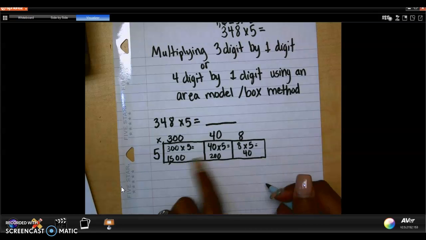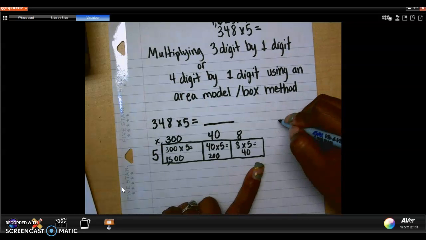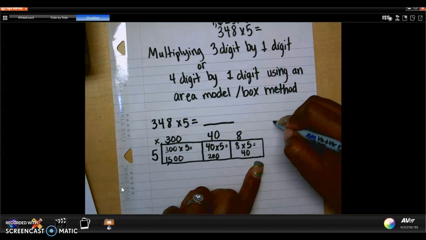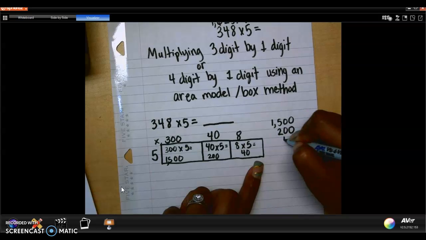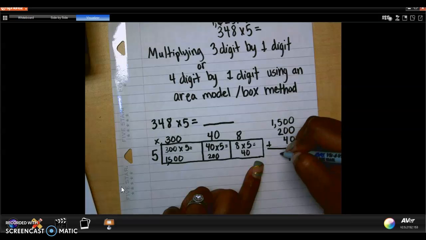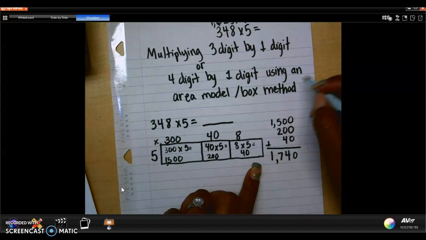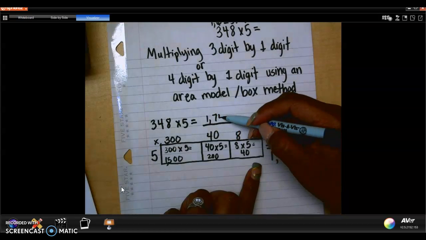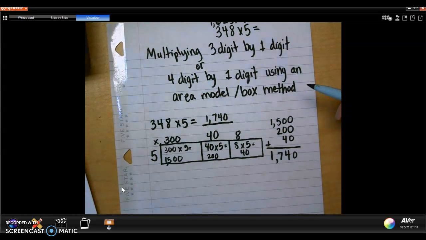So these partial products I'm now going to take and add them up over here on the side, and that's going to help me get my answer. All right, 1,500 plus 200 plus 40. Making sure that my place values are lined up, I get the answer of 1,740. Okay, that is how I will multiply 348 times 5 using the area model or box method.